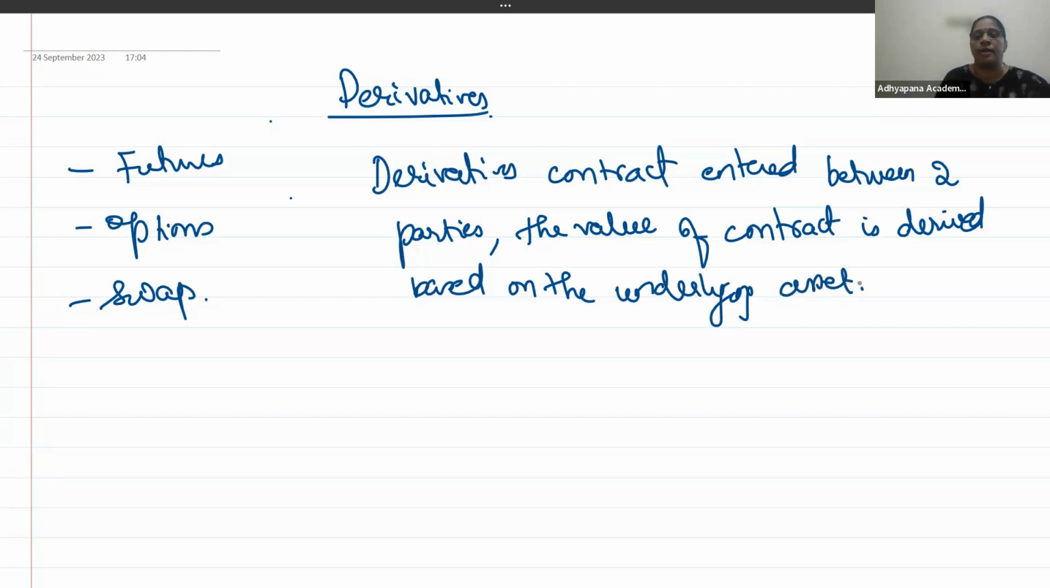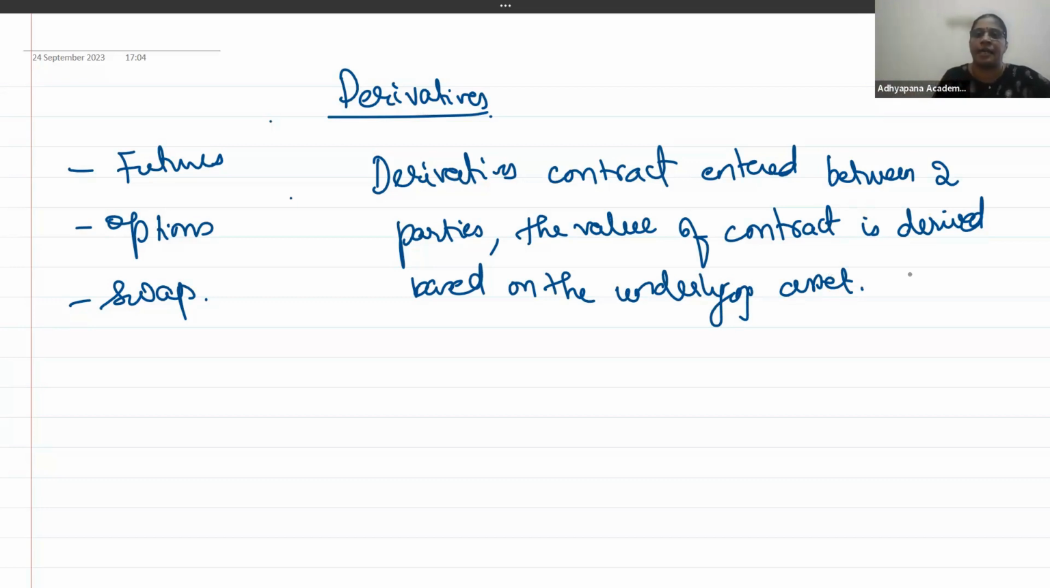If there is a contract between you and me, it should be for some value. Correct? You are going to give me 1 crore or I am going to give you 1 crore. There should be some value. But at the time of signing the contract, we do not have any value assigned to the contract. The value is derived by the movement of price of the stock.